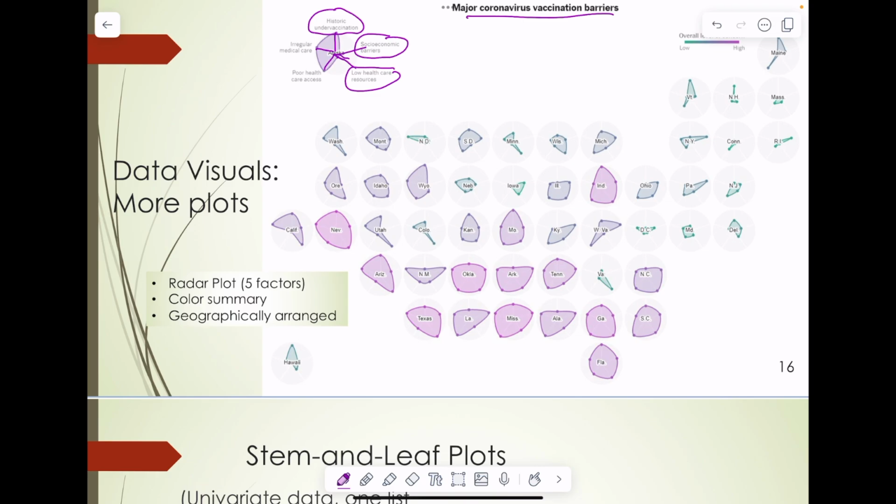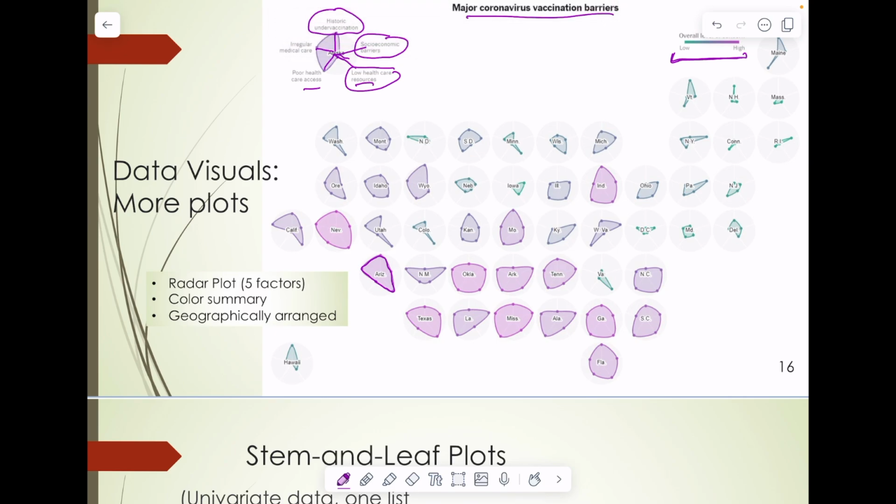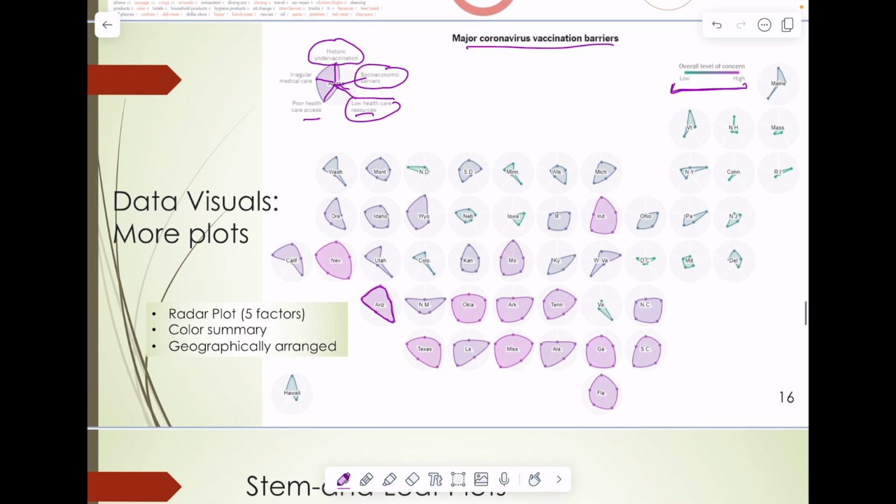A 5-factor radar chart. Here are all the 5 factors. So what you can do is take the area of this portion here, and if it's big, that means there are lots of barriers. If the area is small, then that state scored pretty low on each of those barriers. They give us a color bar, and the area tells us the overall level of concern.